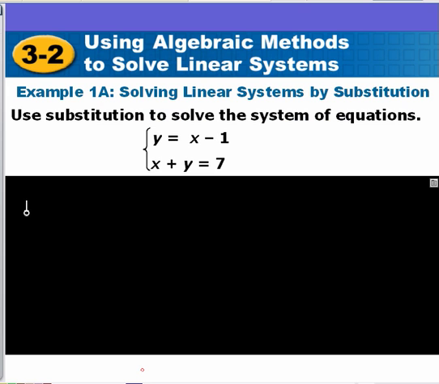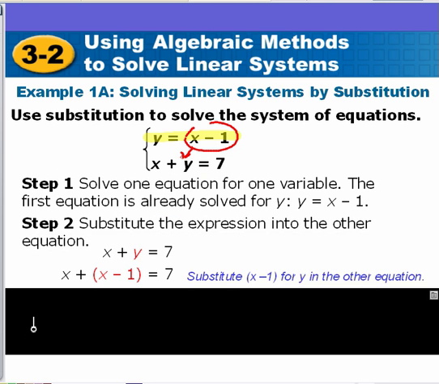So this one is pretty easy. You already have one equation or one variable solved in terms of the other. So y is equal to x minus 1. So we're going to take this expression and plug it in for y here, and then we're down to one equation with one variable.